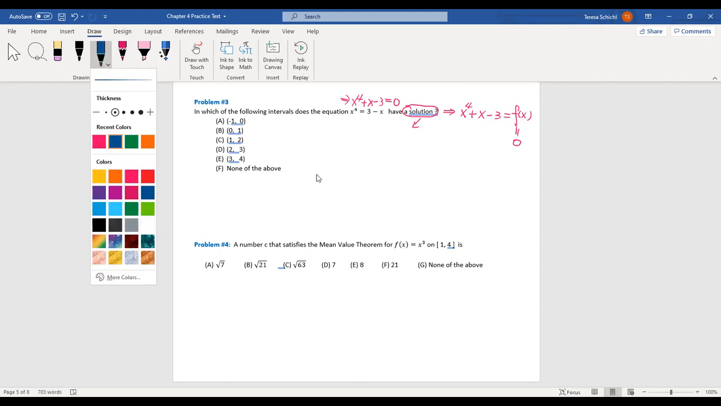Now, by using the Mean Value Theorem, let's take a look here. Because this is a polynomial, let's take a look first.